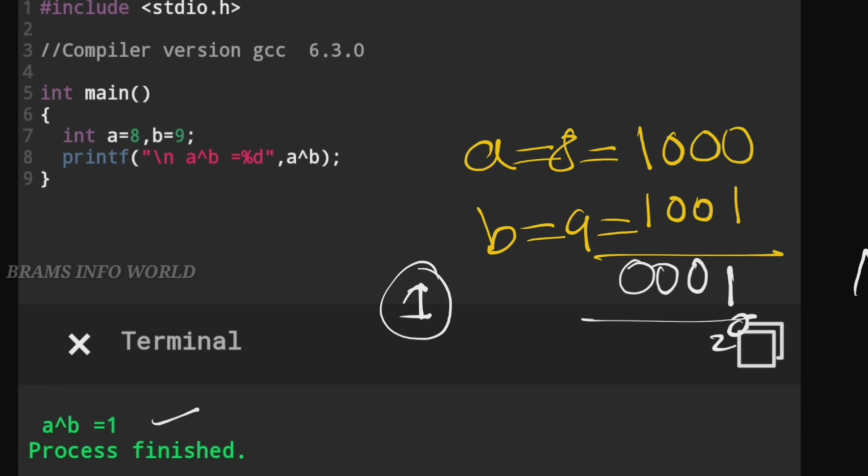Okay, for the next video we'll talk about the left shift, right shift and complement, right? So in competitive exams you can expect 1 bit from left shift or right shift.